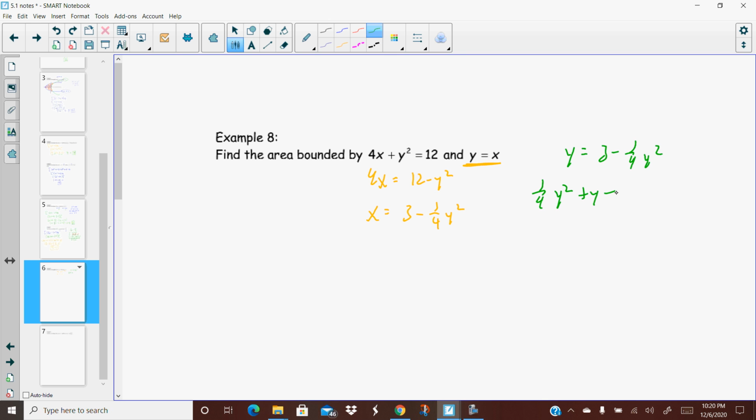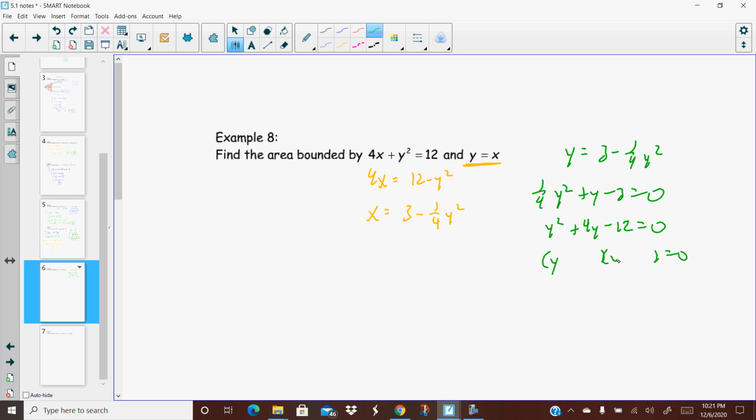So plus y minus 3 equals 0. And in order to go ahead and factor this, I actually don't want the 1/4 out front, so I'm going to multiply through everything by 4. So that's going to give us y squared plus 4y minus 12 equals 0. And that should make it easier for us to factor.